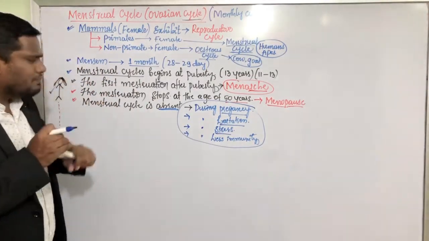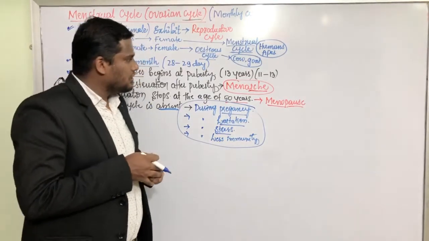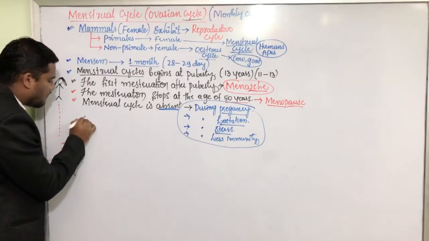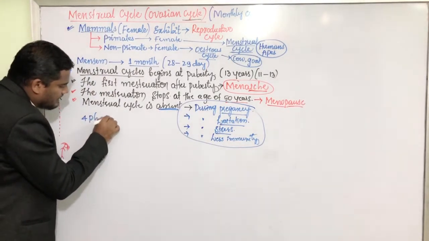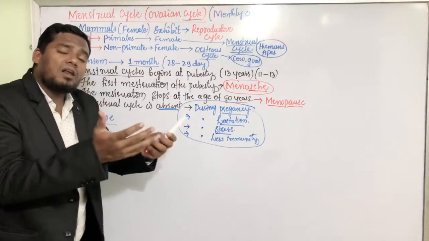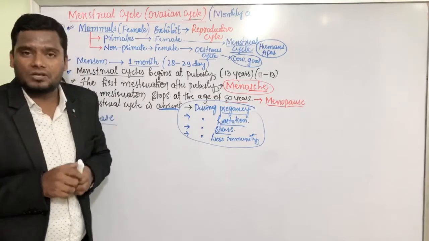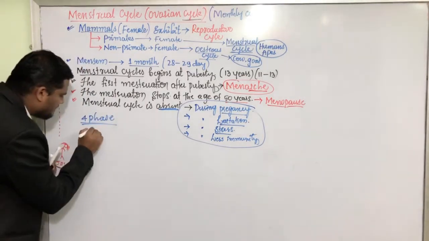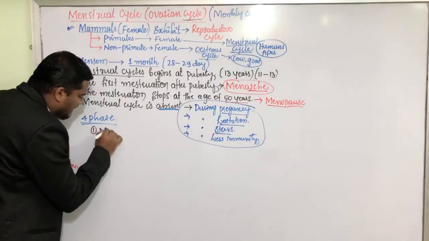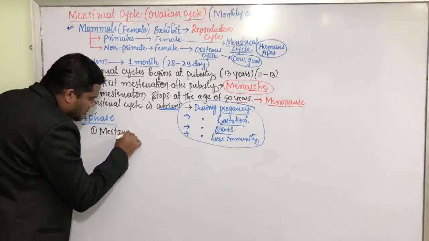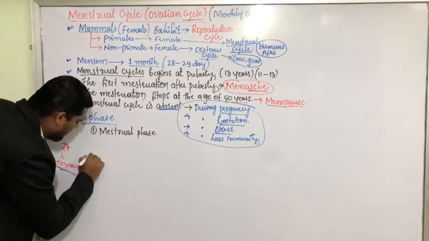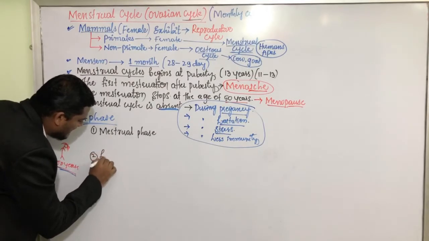Now, this menstrual cycle, to understand in a better way, can be divided into 4 phases. Menstrual cycle has been divided into 4 different phases for our understanding, for our study purpose. The first phase of the menstrual cycle is called the menstrual phase. Then the second phase is the follicular phase.